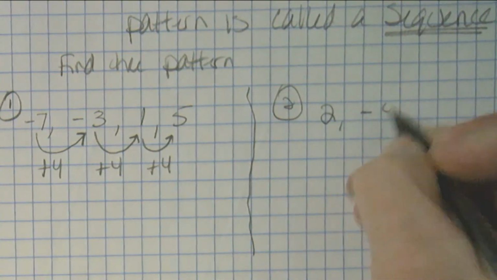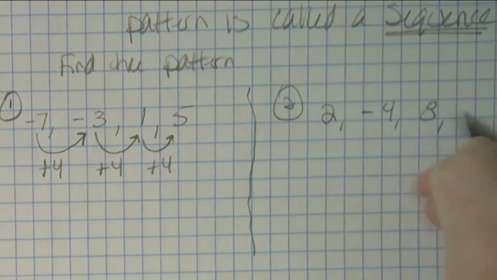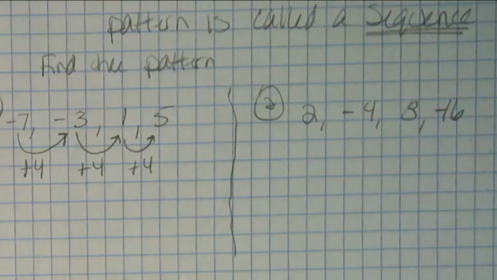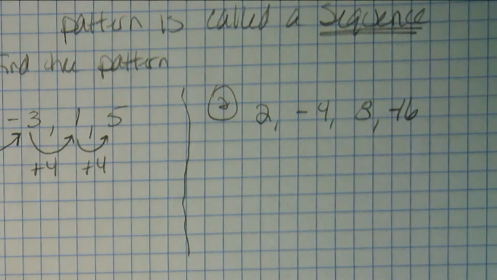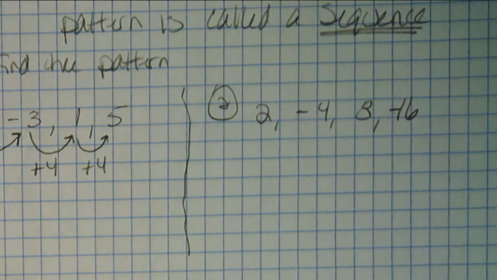2, -4, 8, -16. Now you notice that it's alternating between positives and negatives. So chances are we're not adding or subtracting if we're doing just one thing. And that's what I always want you thinking of, is doing one thing first. When you're done, check with someone sitting by you.